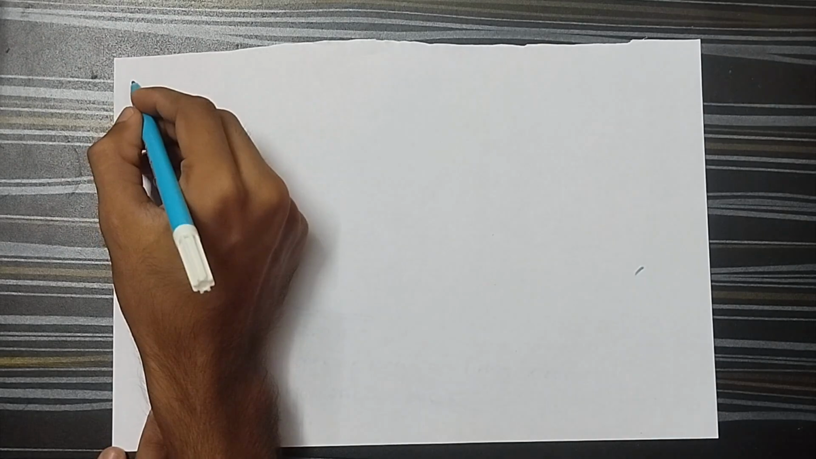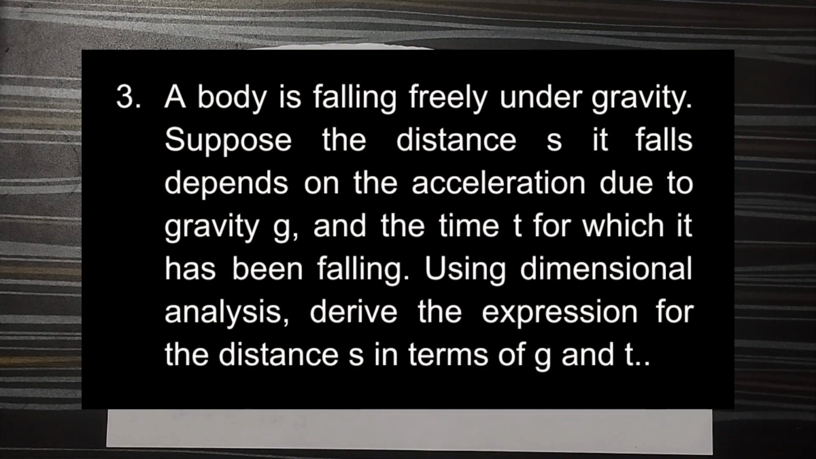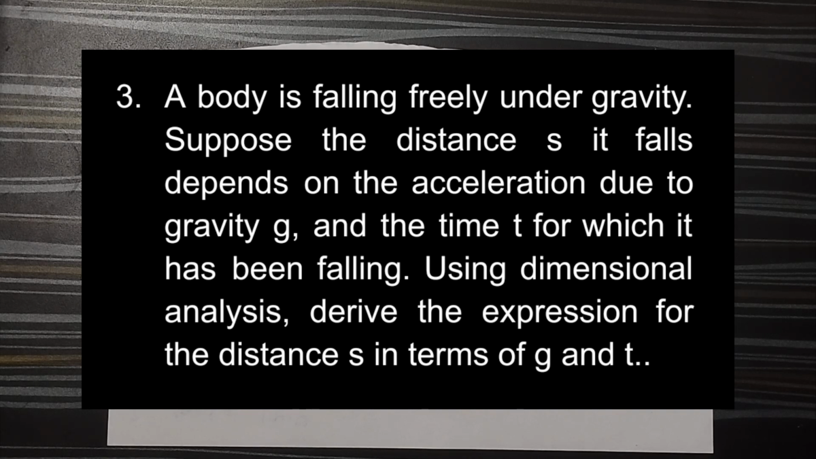Third question. A body is falling freely under gravity. Suppose the distance s it falls depends on the acceleration due to gravity g and the time t for which it has been falling. Using dimensional analysis, derive the expression for the distance s in terms of g and t.